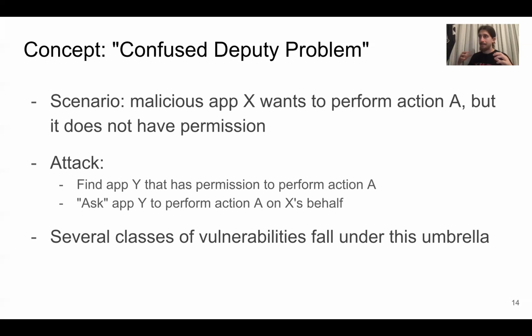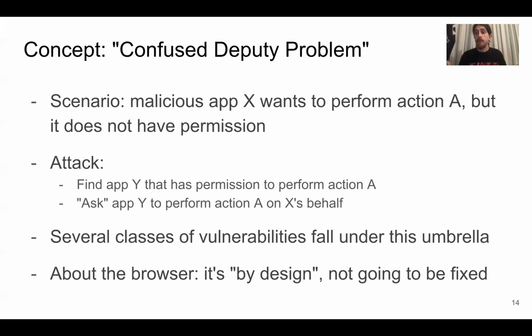I keep stressing this point because there are several classes of vulnerabilities, which we're going to see later, that fall under this umbrella. So again, it's not one bug; it's a concept, a category of bugs. It applies whenever there is a security check, and the framework or whoever does the check is confused, and doesn't know that the actual component that would benefit from this request is not the one that seems to be asking, but is another one.